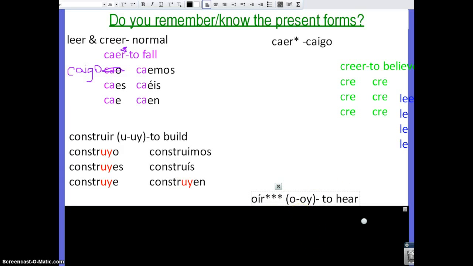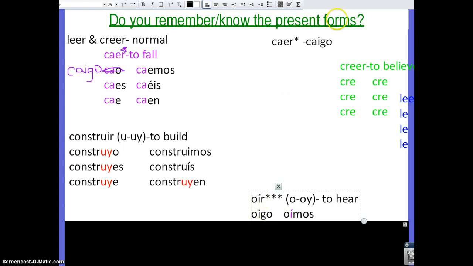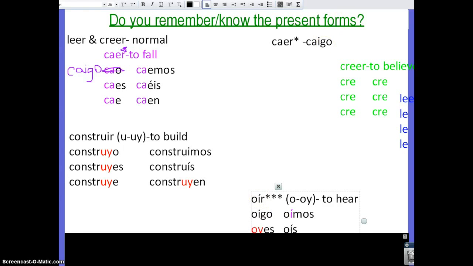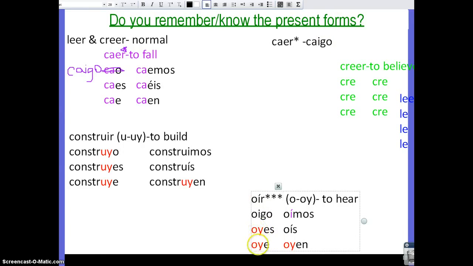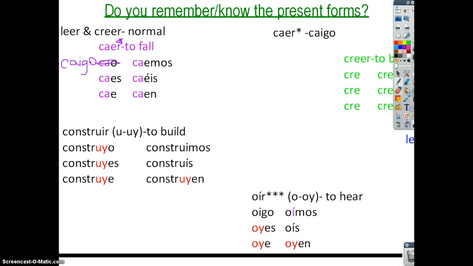So here we go. The yo form is oigo, a lot like caigo. And what's left of the boot, it is an O to OY stem changer. And then, did you guys see the thing that makes it different? The third special thing about it is that the nosotros has an accent on the I. A lot of times when we get to this point, a lot of people say, Profe, you said that verbs with 4 letters don't have an accent on the vosotros. True, but ois does not have 4 letters, so the rule does not apply.